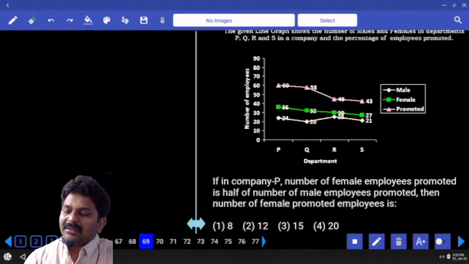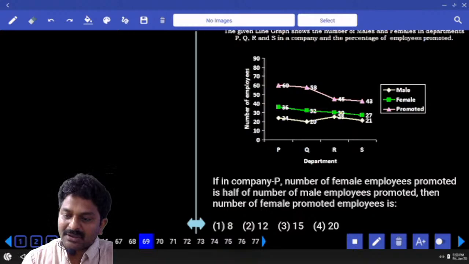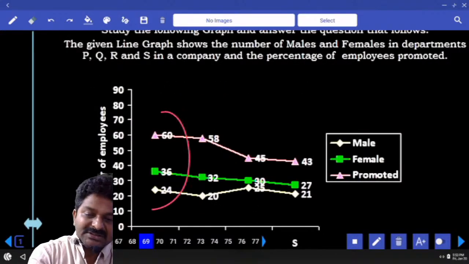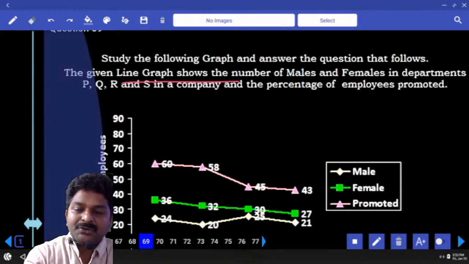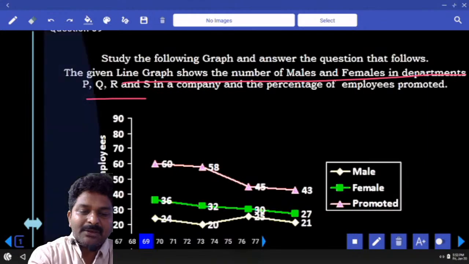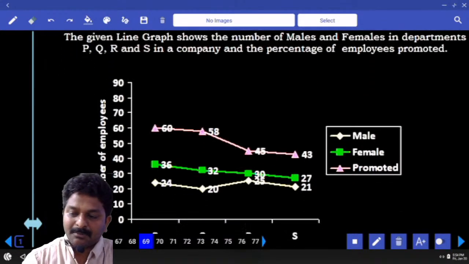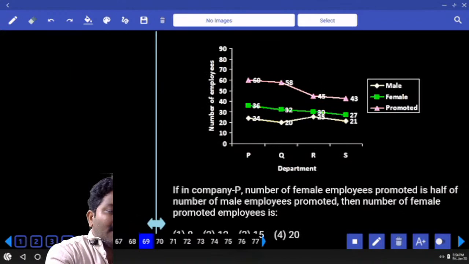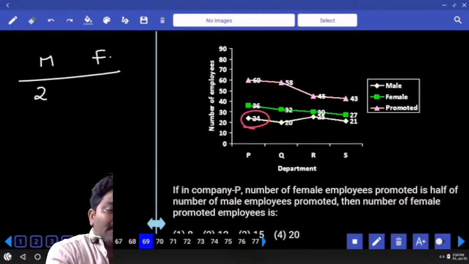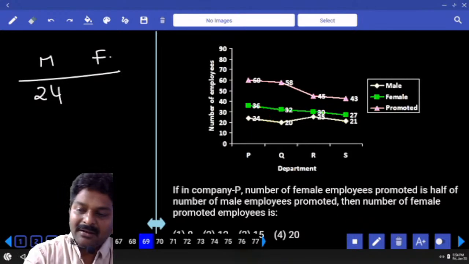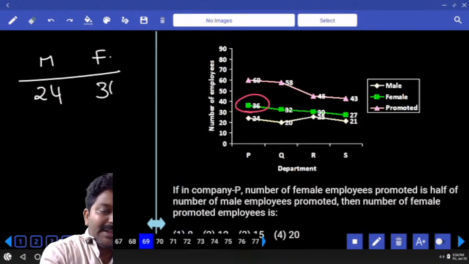If in company P, the number of female employees promoted is half the number of male employees promoted, the number of female promoted employees is, okay. Company P, this is what we need to consider. The line graph shows the number of male and female in the departments P, Q, R, S and the percentage of employees promoted. I am talking about P only. Male, diamond in shape: 24. Female, green color, square: 36.